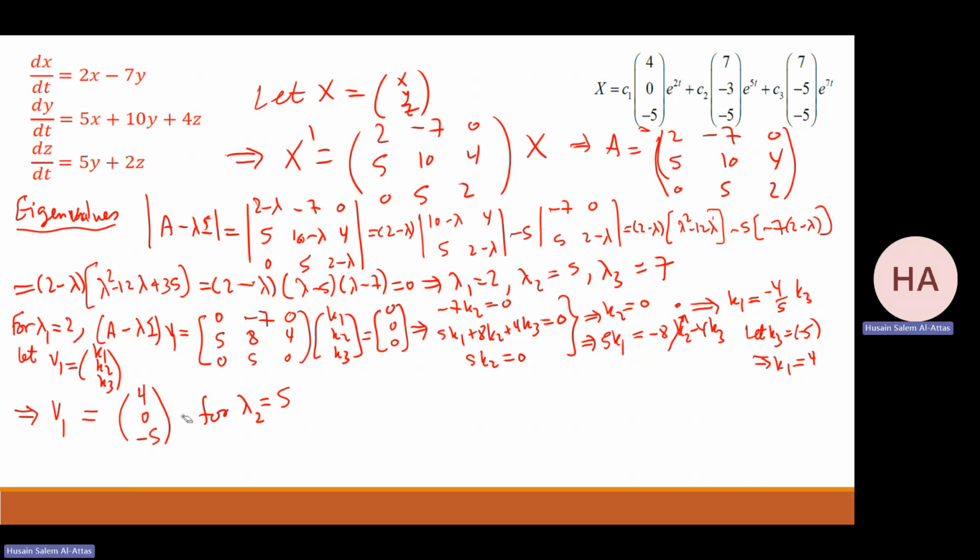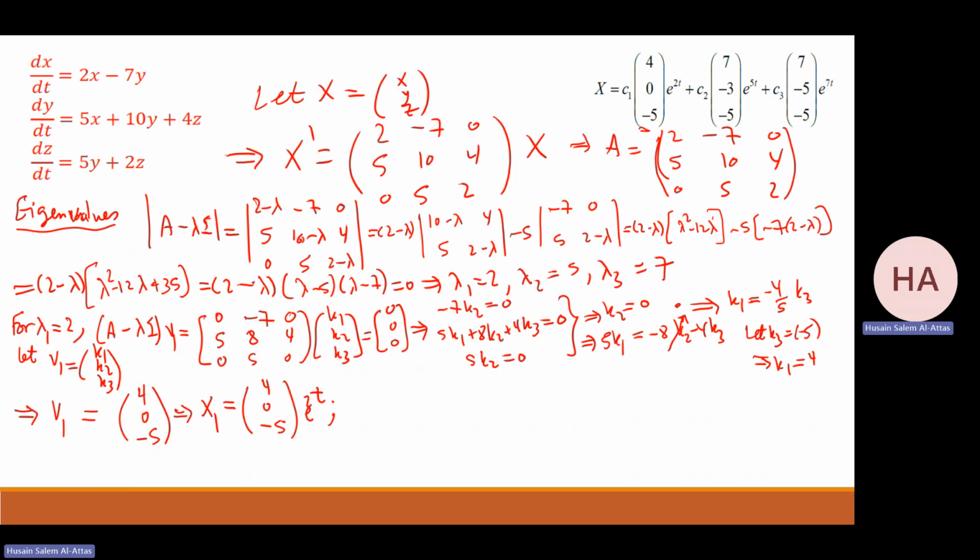By the way, from here we can get X1. So he's asking us about the first solution. We can get it. That will be X1 equals 4, 0, minus 5, e to the power 2t. This is my first solution.